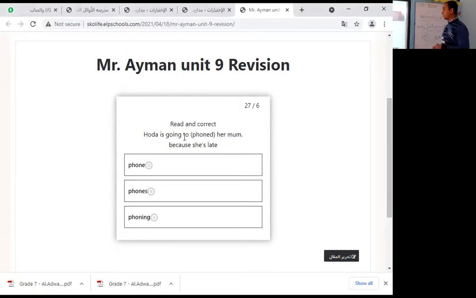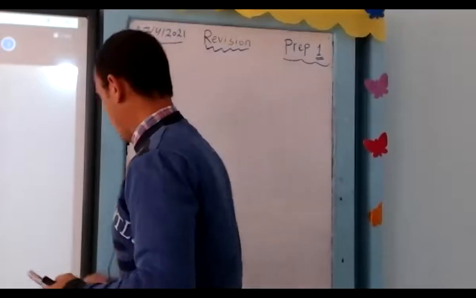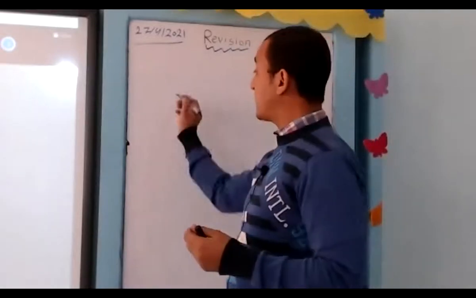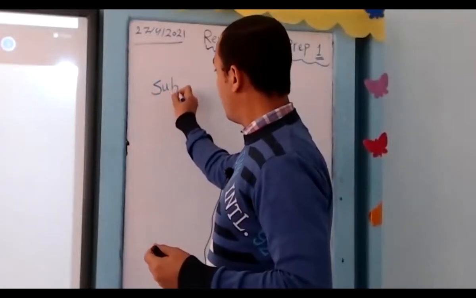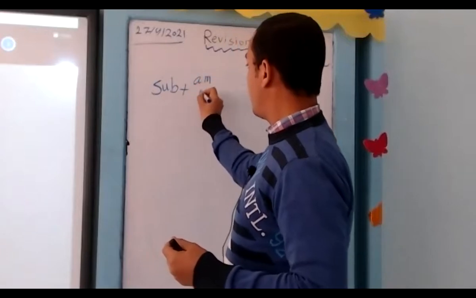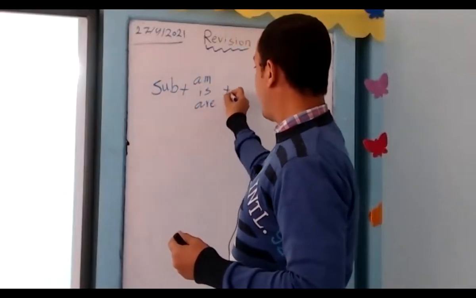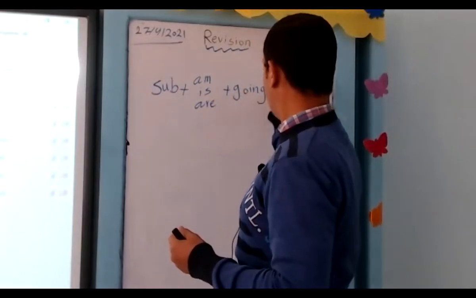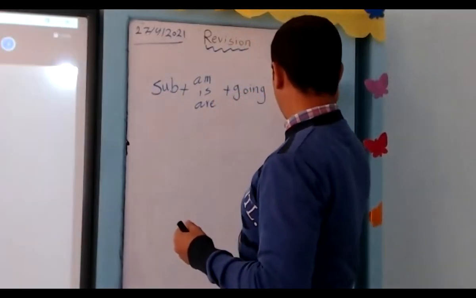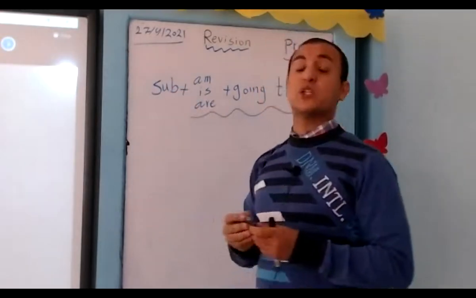Number six, read and correct. Huda is going to phone her mom. As we said, when we are talking about the future using going to, we start with the subject followed by the verb to be, going to plus infinitive. Okay, let's look at the board, please. We can talk about the future using going to. We start with subject followed by verb to be, am, is, are, plus going to, plus infinitive.